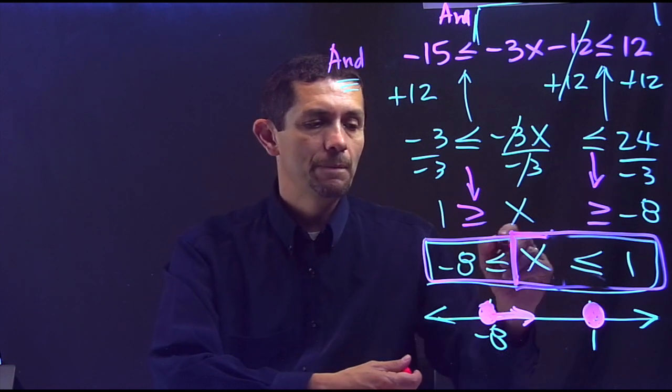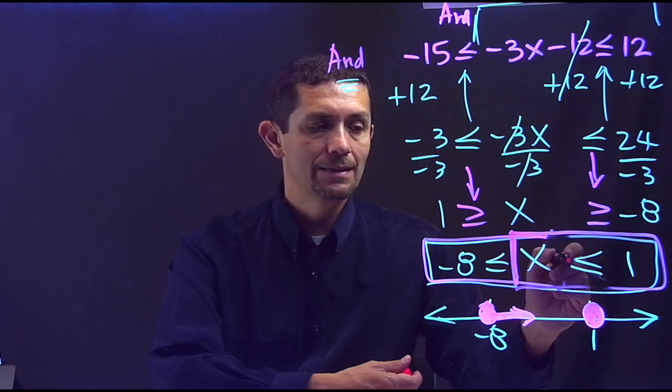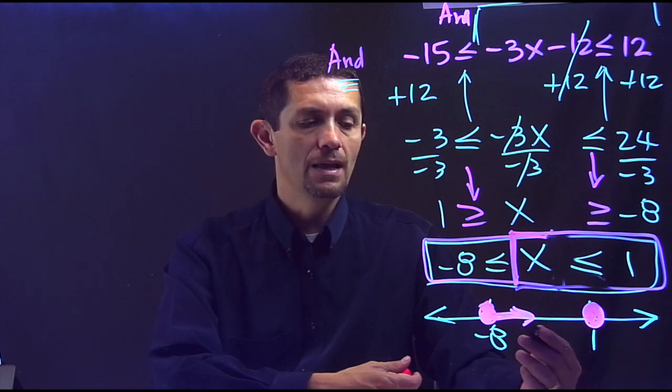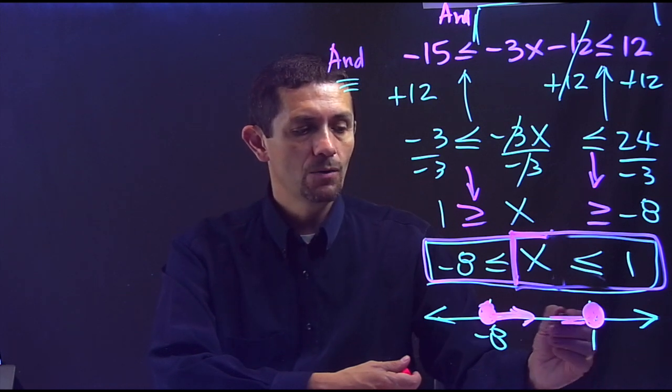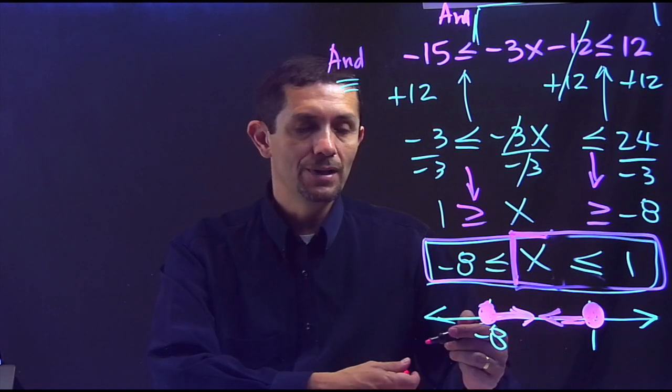Now let's read it again. X is less than or equal to 1. A number that is less than 1: 0, and any negative. So my inequality goes to the left. Okay, so far I have my shade.